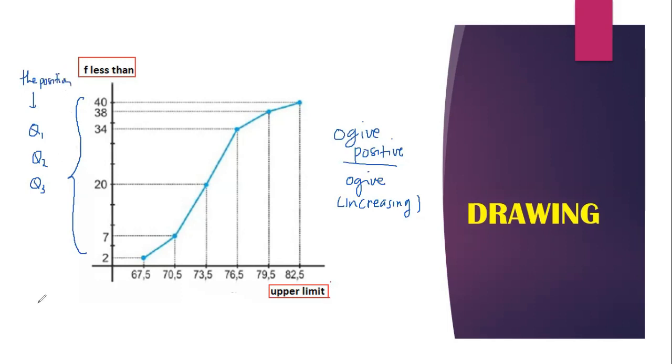Q1's position is a quarter times the total data, so the position of Q1 is x10. Then the position of quartile 2 is 2/4 times 40, equal to x20. And the position of the third quartile is 3/4 times 40, equal to x30. So x10 is around here.